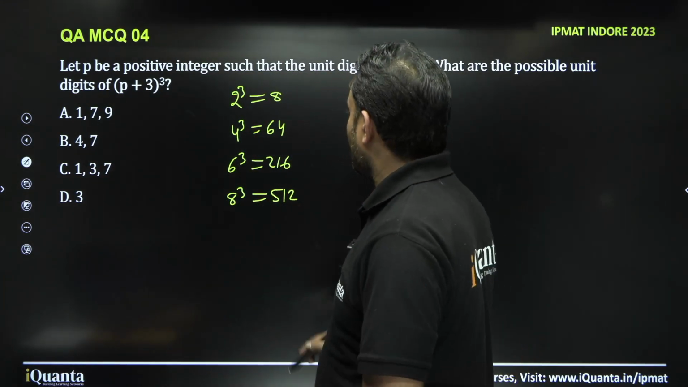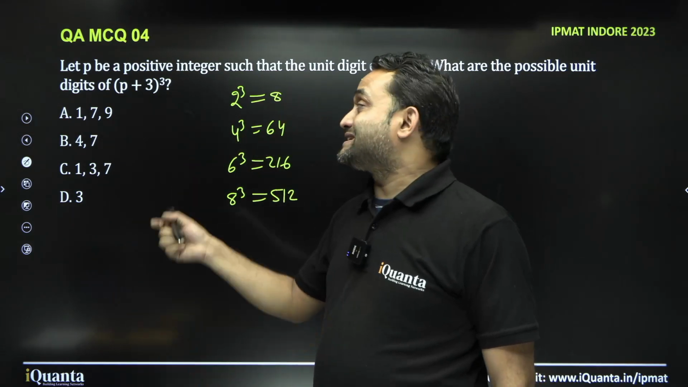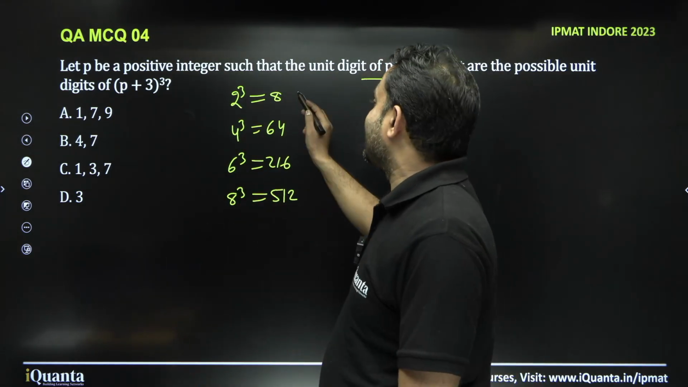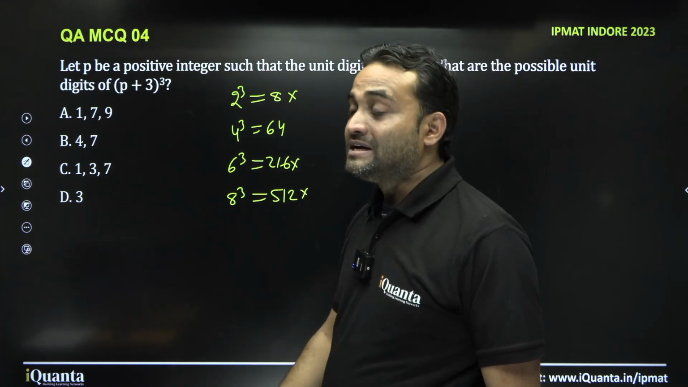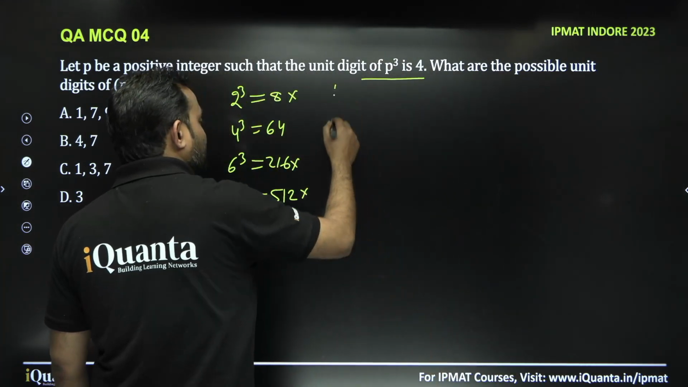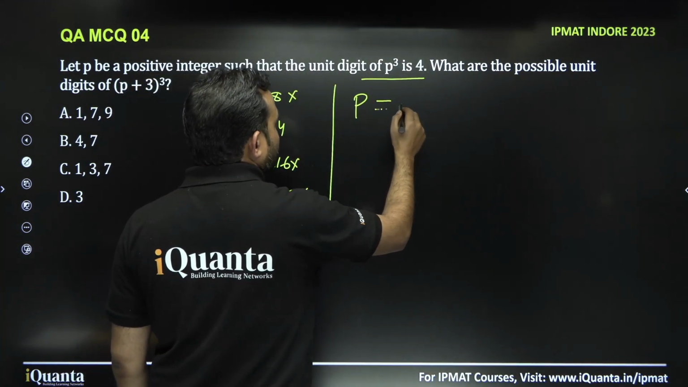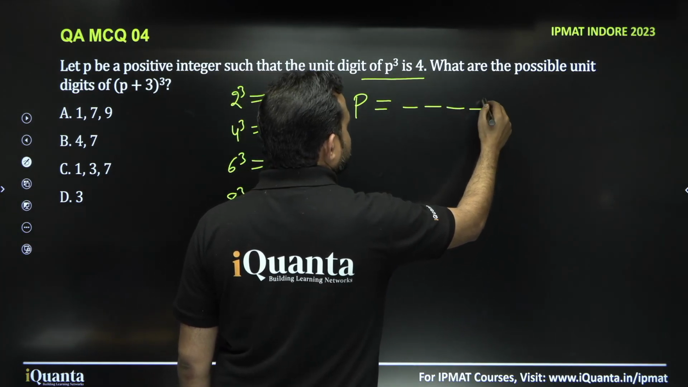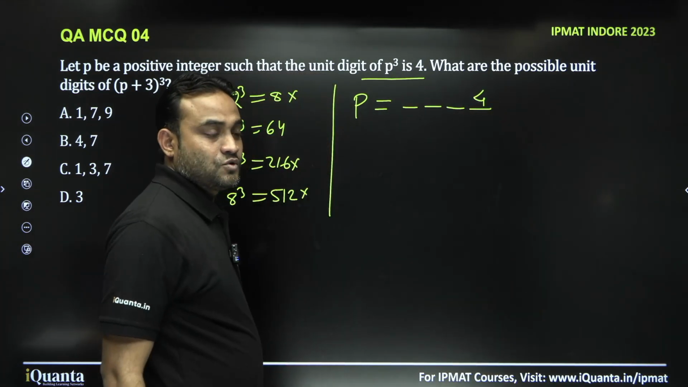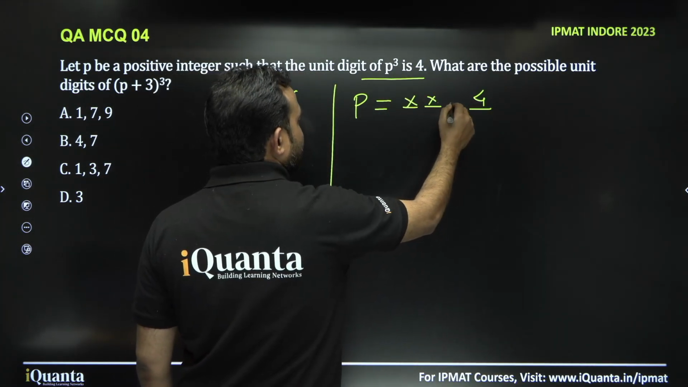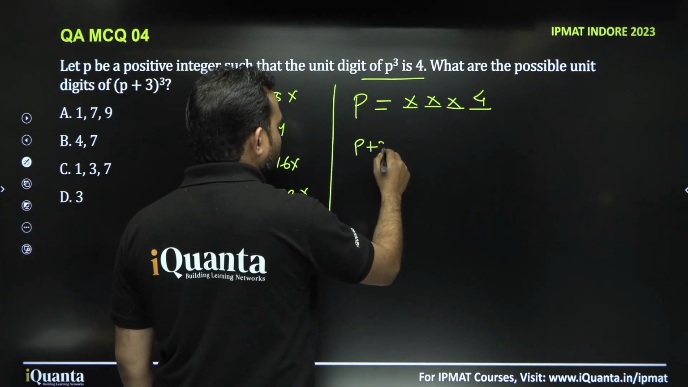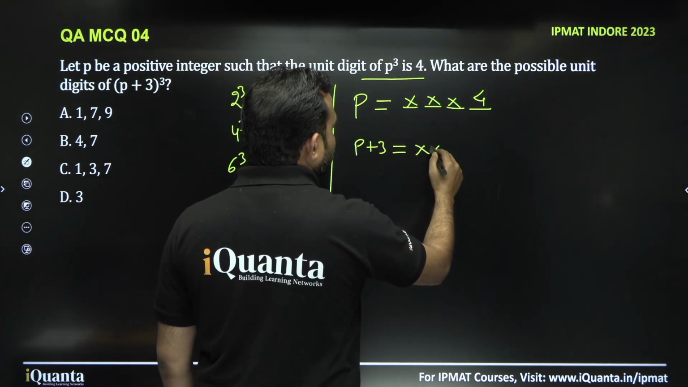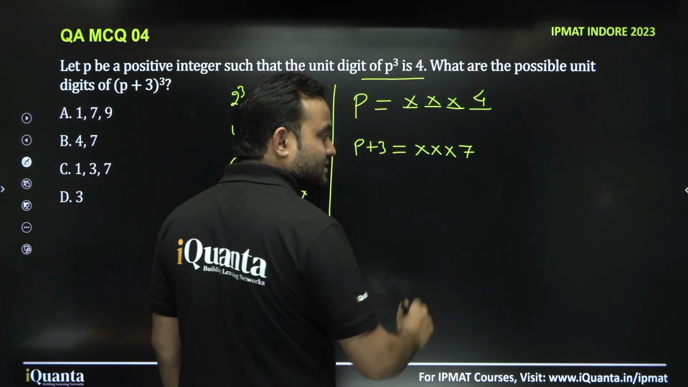Now any number which is ending with 2 will end in 8. So this is not possible, this is not possible, this is not possible. That means whatever P is, P is ending with 4. Okay, P could be any number, P is ending with 4, then P plus 3 will always end in 7.